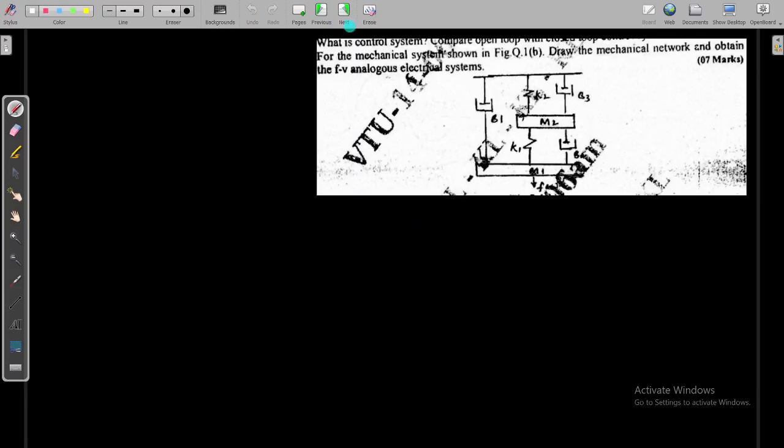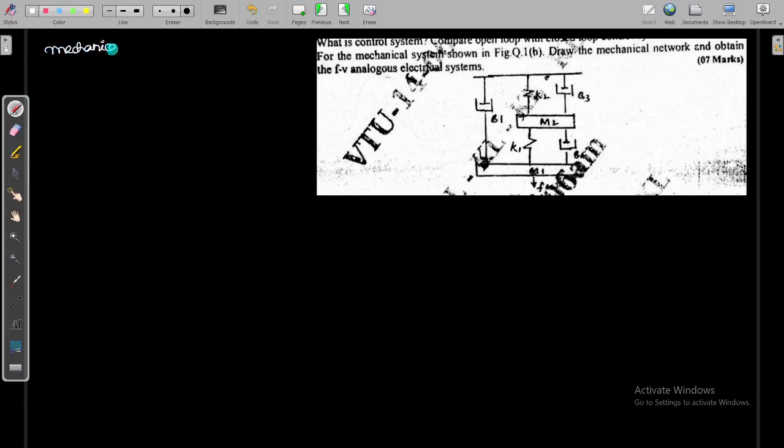Right. So if you see this, first I will take the problem. First I will read the problem. For the mechanical system shown in the figure, draw the mechanical network and obtain the FV analogous electrical system. See, it is a very simple problem. So first you have to draw the mechanical network. So let us draw the mechanical network.